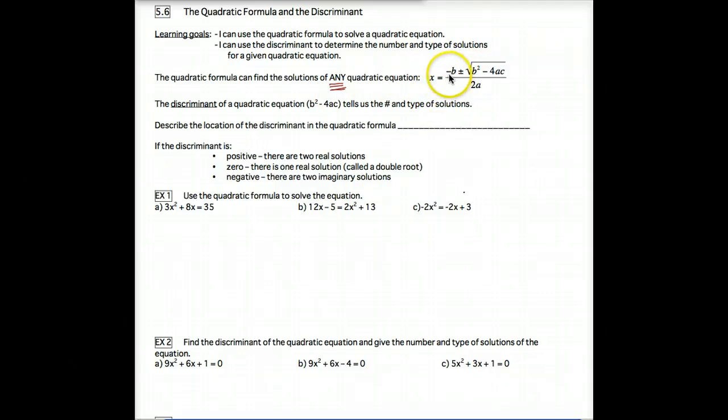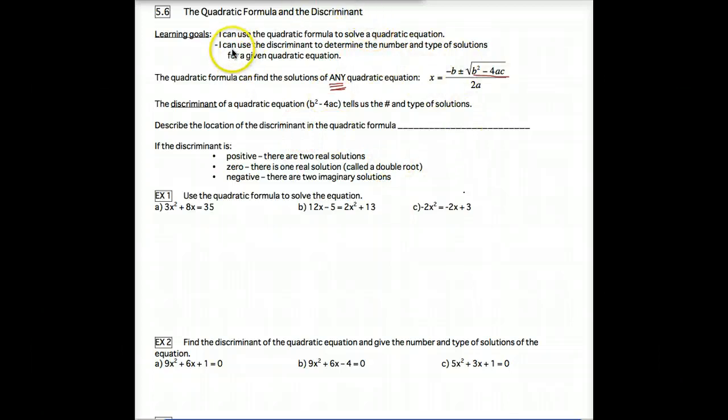Don't say negative b, because if the value of b is negative, this opposite needs to turn it positive. So it's opposite of b plus or minus the square root of b squared minus 4ac, all divided by 2a. So notice the placement of the square root. It's over all of this over here. It is not over the denominator. So just pay attention to the pieces that you have.